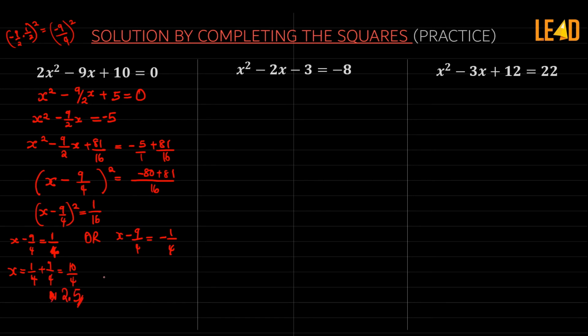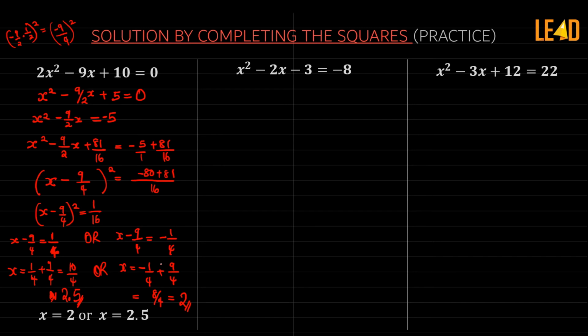Yes, 2.5. On the other hand, if I move this 9 over 4 over here, I would have x is equal to negative 1 over 4 plus 9 over 4, which gives me 8 over 4, which gives me 2. So our solutions are 2 or 2.5. Okay, yes, so we have the answers there. 2 or 2.5 are the solutions to that, right?